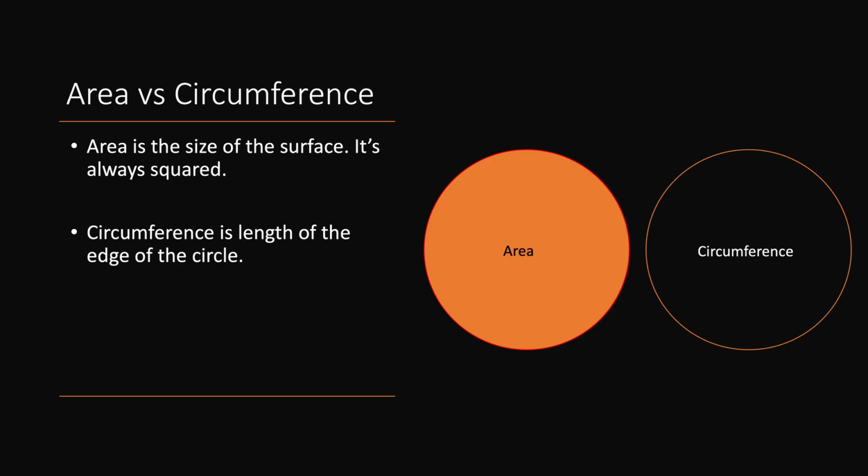Area versus circumference. Area is the size of the surface. So if we have the circle here, then this orange area is the bit that the circle covers. And it's always something squared when in two dimensions. And the circumference is basically just the length of the edge of the circle. So if you were to walk along the edge, how far would you have to walk, basically?